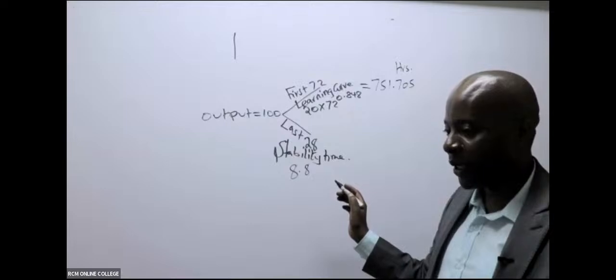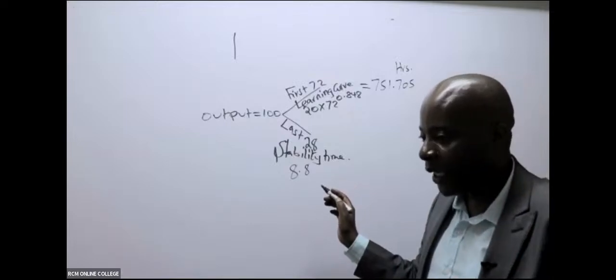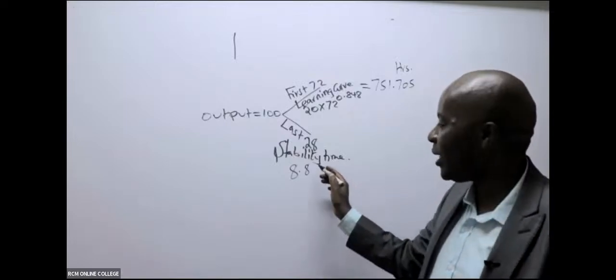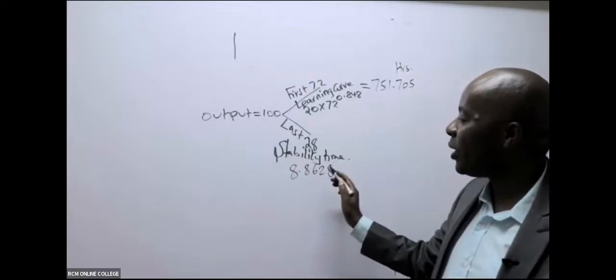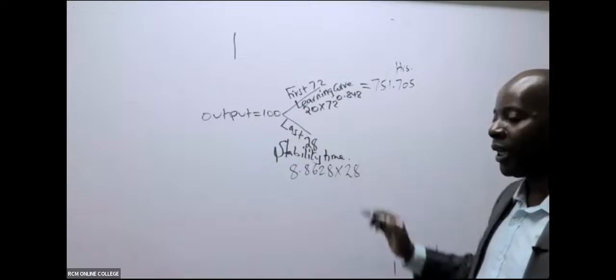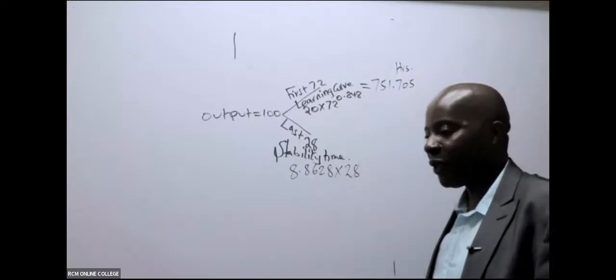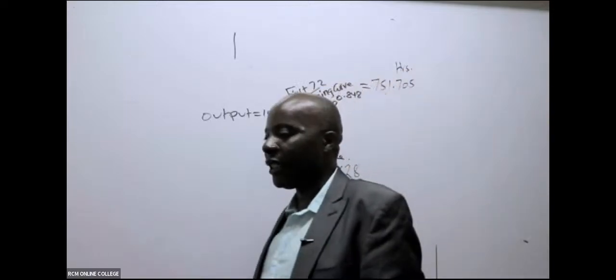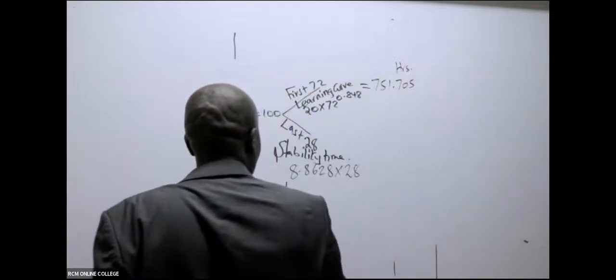I am alone, but I will overcome. 8.8628. Remember, that's why I call these hours per unit, and the ones that are coming after stabilizing, they are 28. Remember the learning curve.